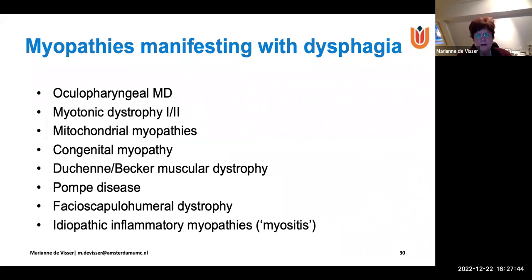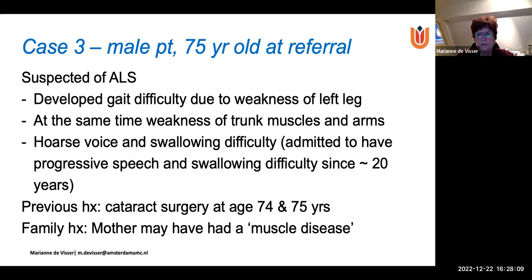And this is the list of myopathies which may manifest with dysphagia. Oculopharyngeal muscular dystrophy, myotonic dystrophy, mitochondrial myopathies, congenital myopathy, Duchenne muscular dystrophy, Pompe disease, FSHD, and finally myositis. And I'm going to present cases of each of these diagnoses.